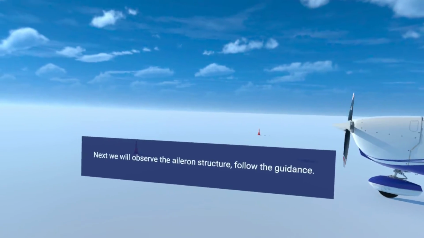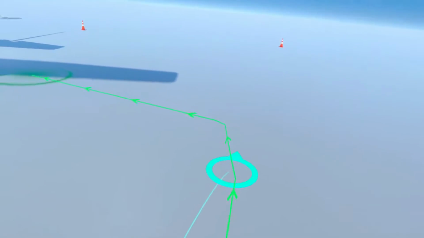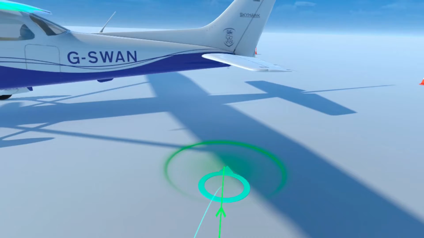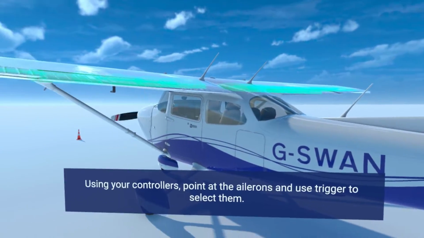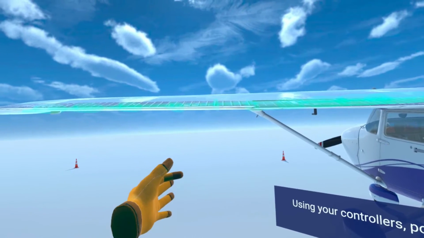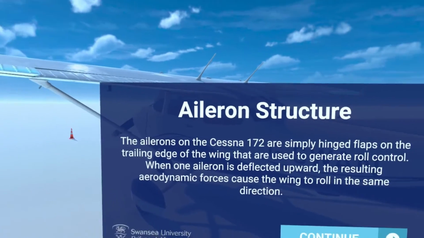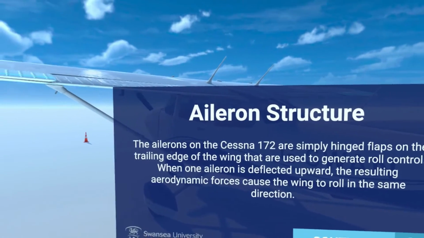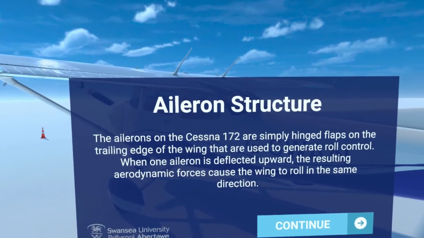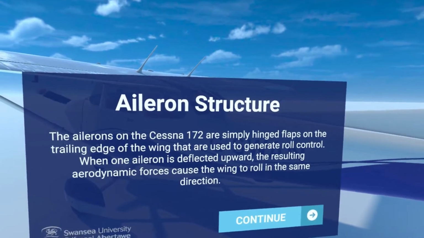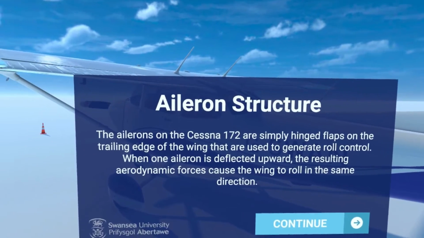Next, we will observe the aileron structure. Follow the guidance. Using your controllers, point at the ailerons and use trigger to select them. The ailerons on the Cessna 172 are simply hinged flaps on the trailing edge of the wing that are used to generate roll control. When one aileron is deflected upward, the resulting aerodynamic forces cause the wing to roll in the same direction.